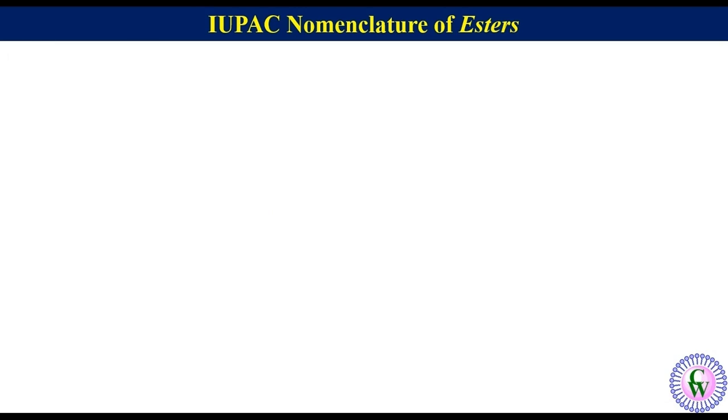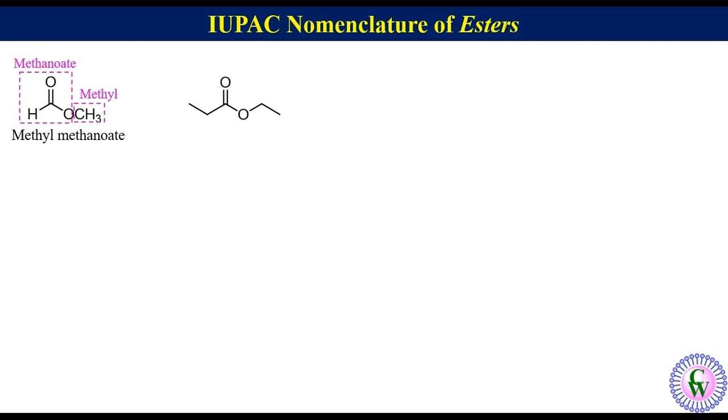Now we will go through examples. We will start with the simplest ester called methyl formate. Here R' is methyl. The carboxylate part has only one carbon atom, so it will be called methanoate. Thus the IUPAC name will be methyl methanoate. Next, the ethyl ester of propionic acid. Here R' is ethyl. The carboxylate part has 3 carbon atoms, so it will be called propanoate. Thus the IUPAC name will be ethyl propanoate.